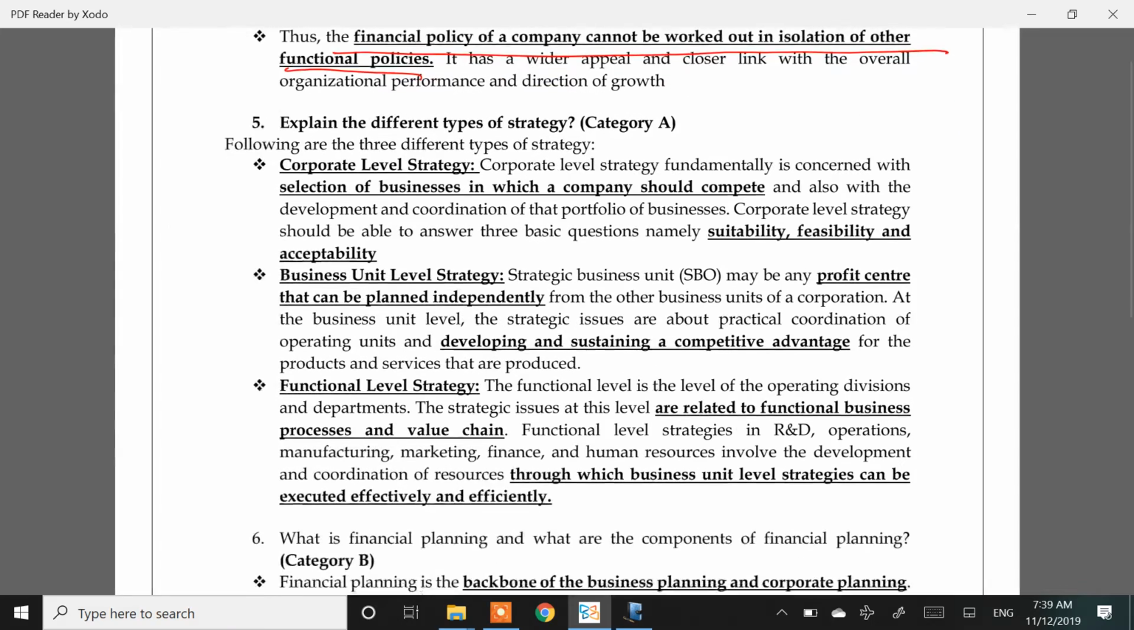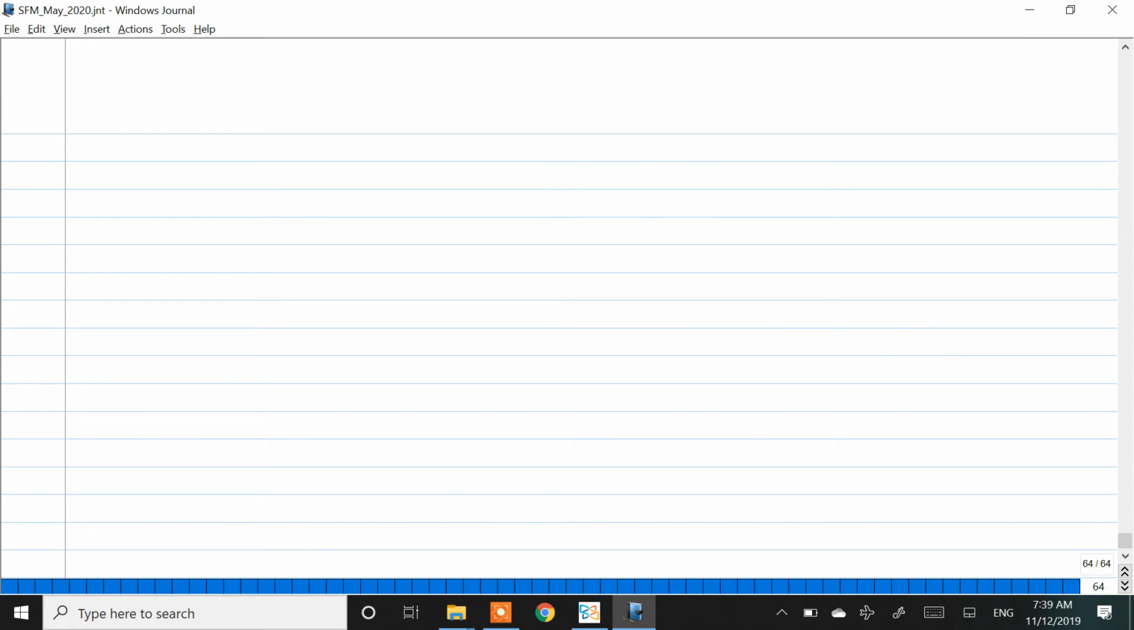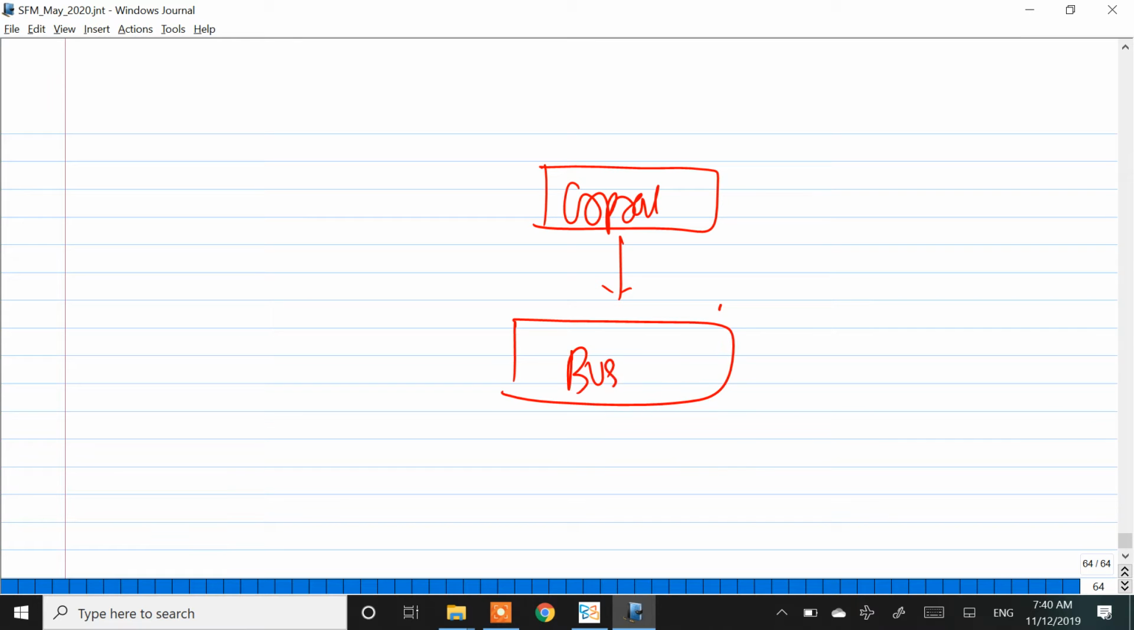Now, this is what I had talked about some time back on different types of strategy. There's a corporate level strategy. Basically, it goes like this. You have corporate, then you have business, then you have functional.